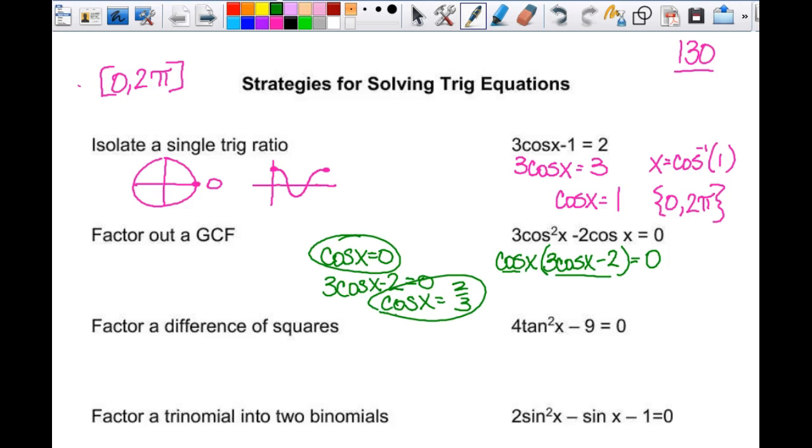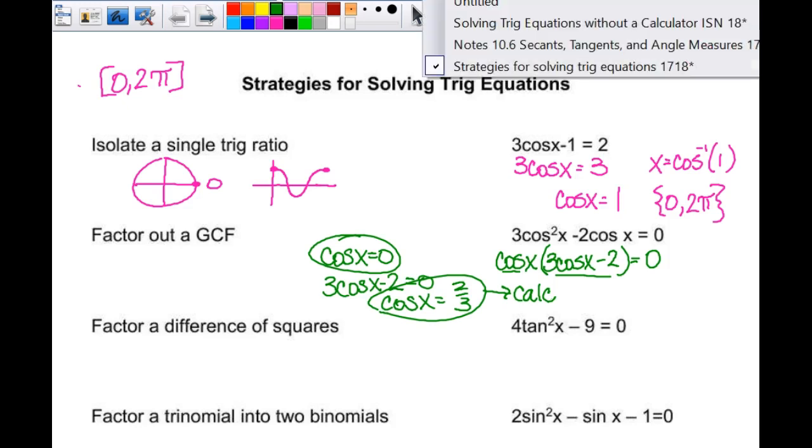This one right here, this is going to be a calculator thing, and we'll get to that tomorrow, but that's how you would solve it. You're not expected to just know that. You would use the calculator, but we're going to solve them the same way today and get answers that we can find without a calculator. Okay, we good? All right, so let's go back and do another example.